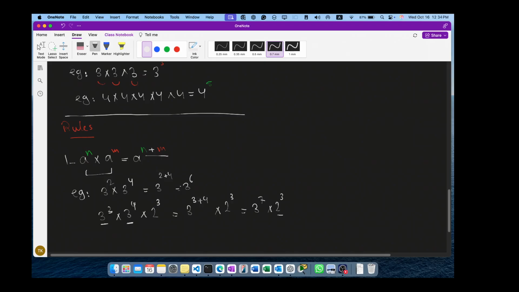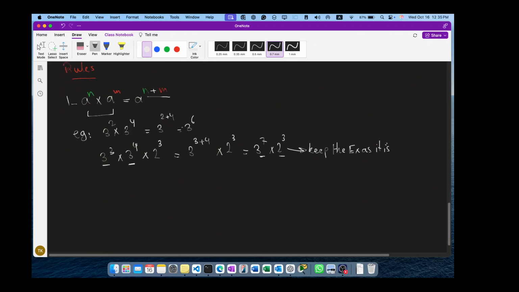Now I have different bases with different powers. I will keep it like this. I cannot do anything, we can just find the answer of 3 power 7 times 2 power 3 and multiply them. Keep the exercise as it is. Okay?